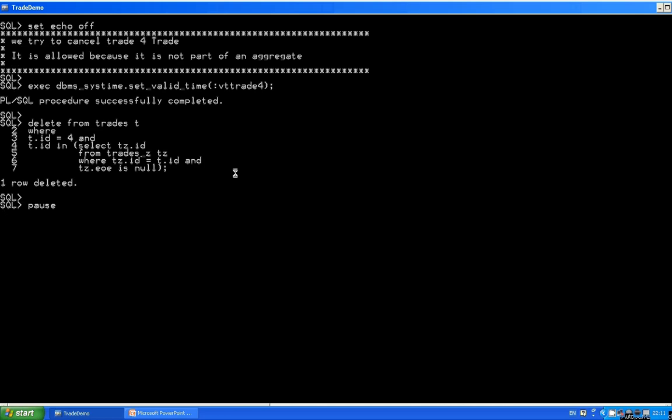The business functionality of cancelling a trade is simply moving to the start time of that trade, in this case trade 4, and deleting the trade, which removes it from existence in our history. You'll notice that we delete from the trades where the trade ID is 4, and we have these additional 4 lines which check to see whether that trade has an end of existence. What we see here is that the delete succeeds, which means that trade 4 does not have an end of existence, and that means that trade 4 is not part of a subsequent aggregate.